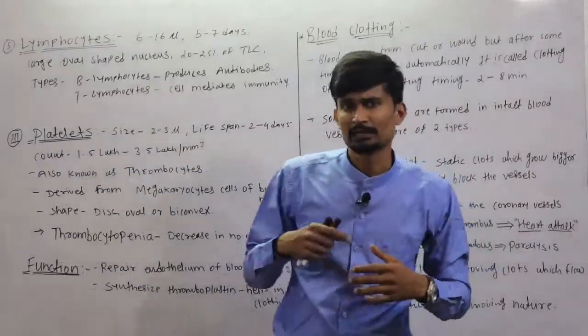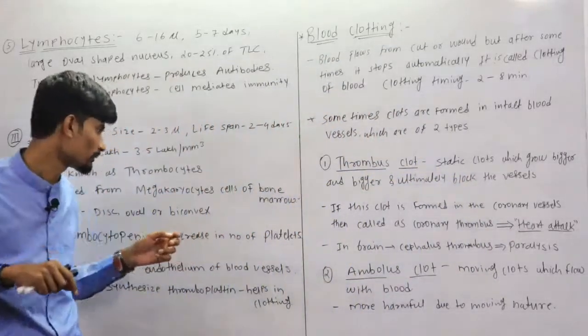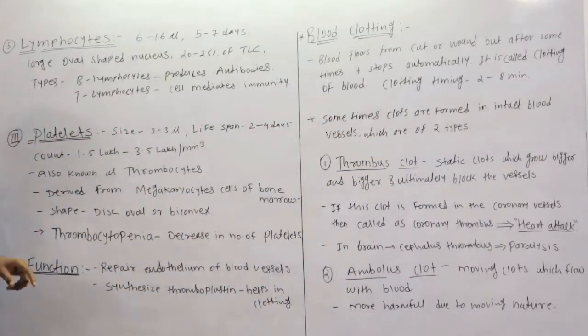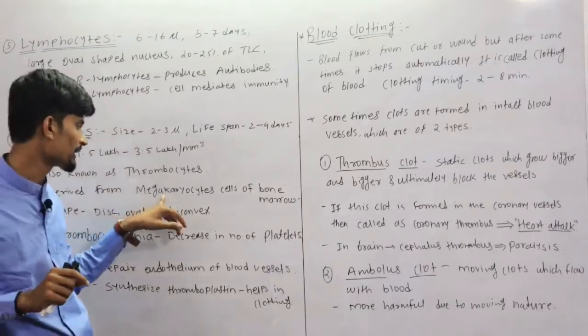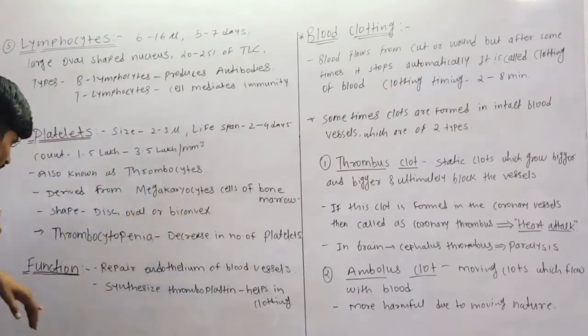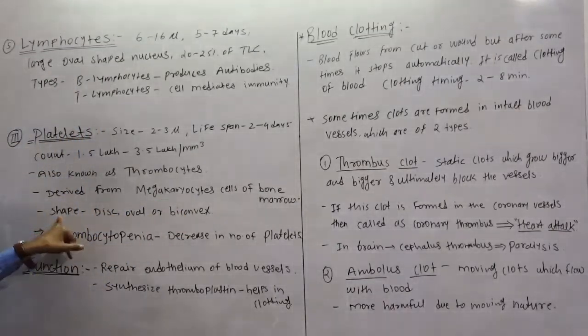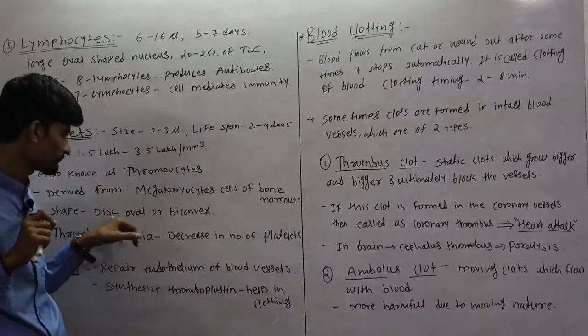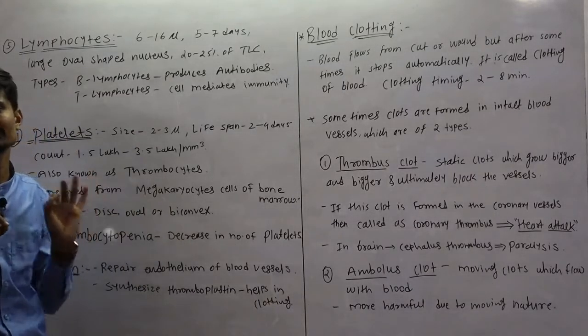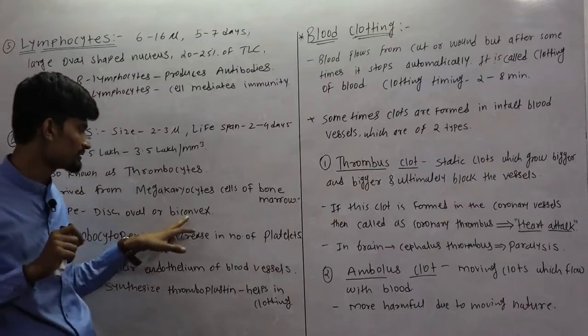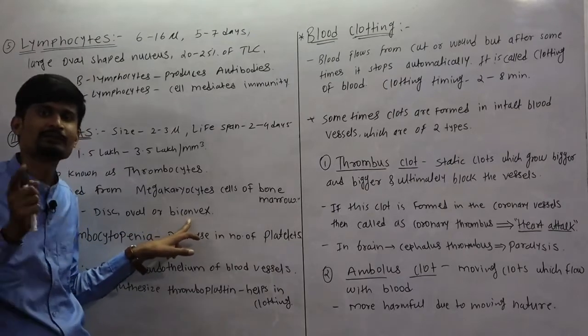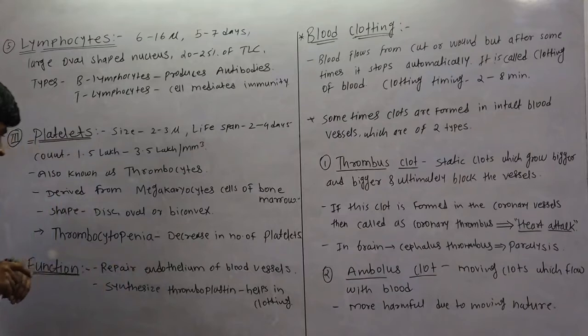Okay students, and from these megakaryocytes there is a formation of the platelets. So platelets are the fragments actually of the megakaryocyte. The shape of the platelets may be disc shape, oval shape or biconvex shape. Remember, RBC is biconcave and platelets are biconvex.